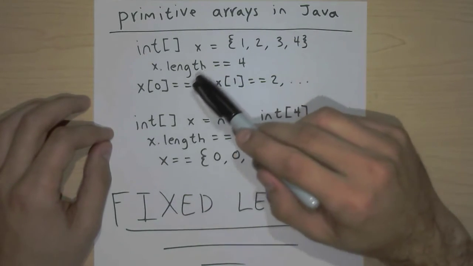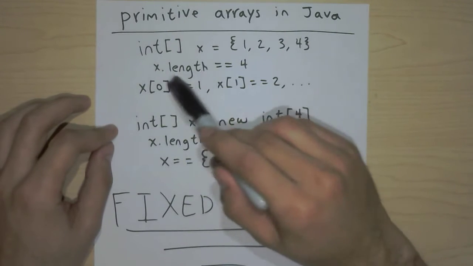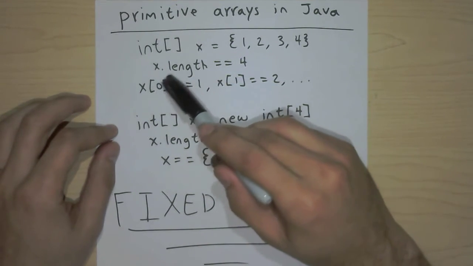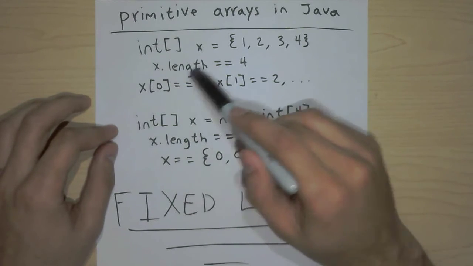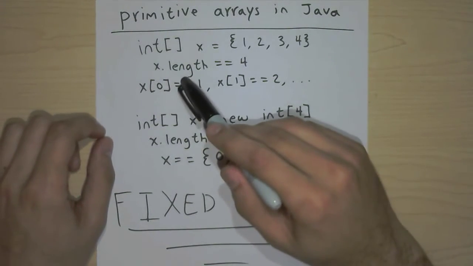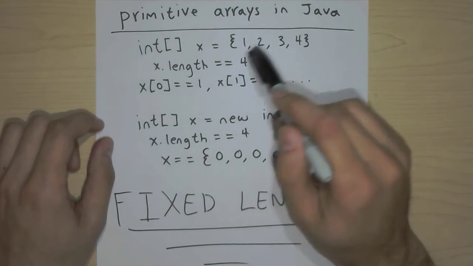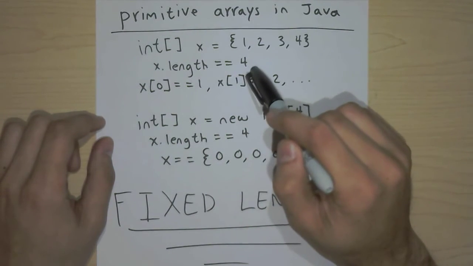Now, in Python, you had the length function. In Java, you have the same thing. It's just slightly different looking. Instead of length and parentheses with the name of the list, in Java you have x dot length. That will return the length. So in this context, x has a length of 4.